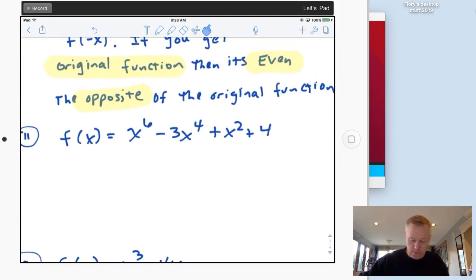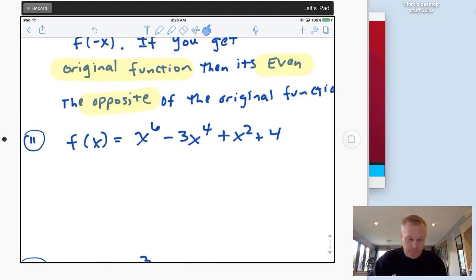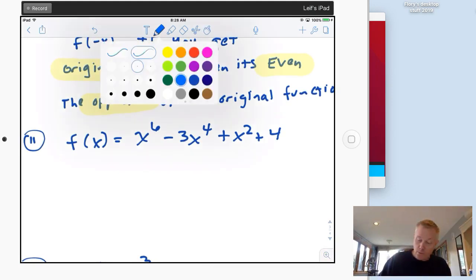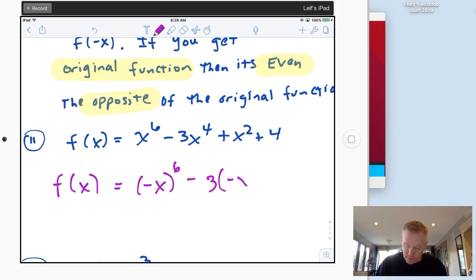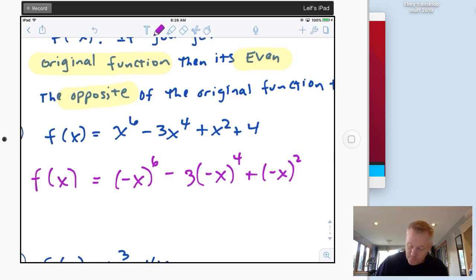Let's see. If I take the first one up here and plug in -x for x in f of x, what do I get? I get (-x)^6 minus 3(-x)^4 plus (-x)^2 plus 4. Those are all even exponents, which means when you take them to the 6th power, for example, it's going to be a positive.